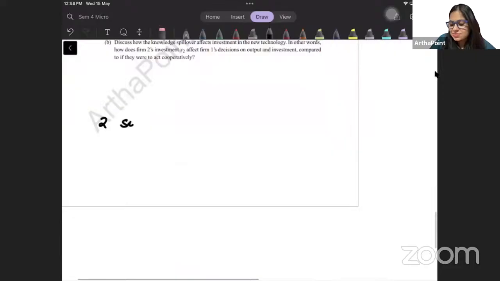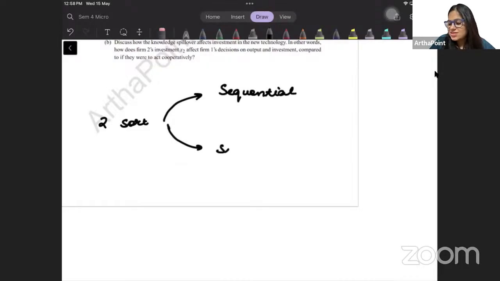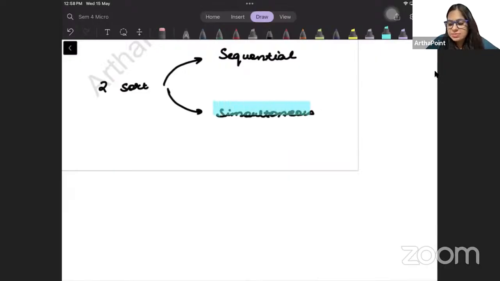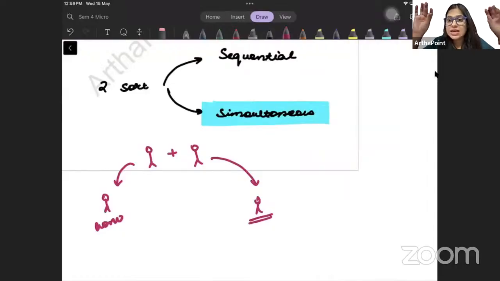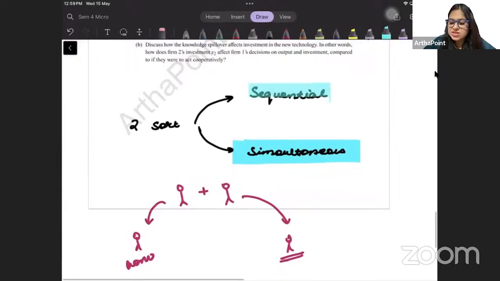There are two sorts of games. One is called a sequential game and the other is called a simultaneous game. When we talk about simultaneous games, it means that people make a decision together. Let me give you an example. Say you and your friend need to do a project together. You go back home and decide how much hard work you will put in. Your friend goes back home and decides how much hard work they will put in. They are deciding simultaneously, at the same time in their own homes, how much hard work to put in. That's a simultaneous game.